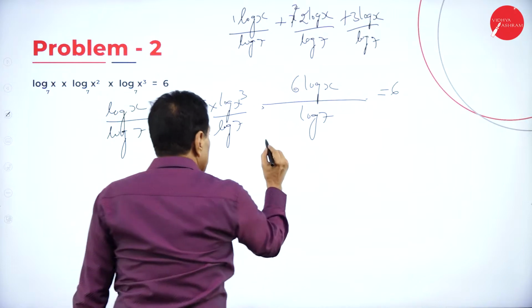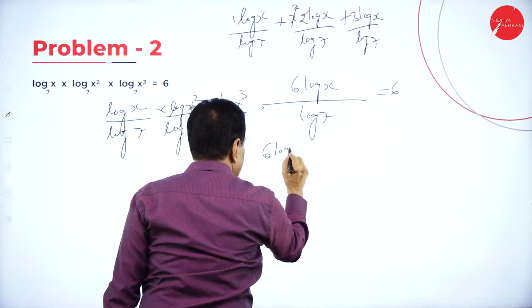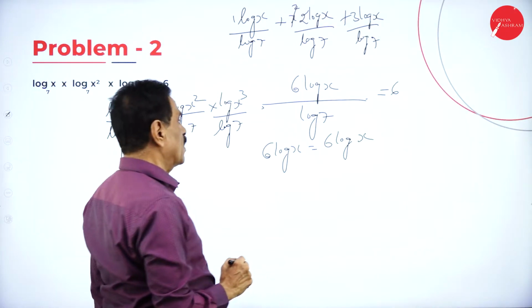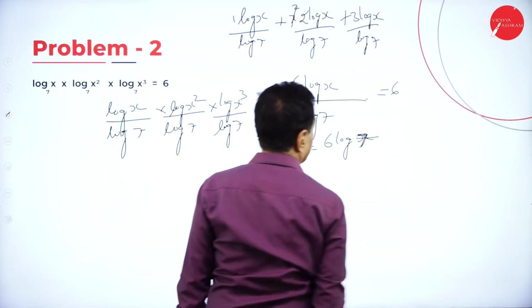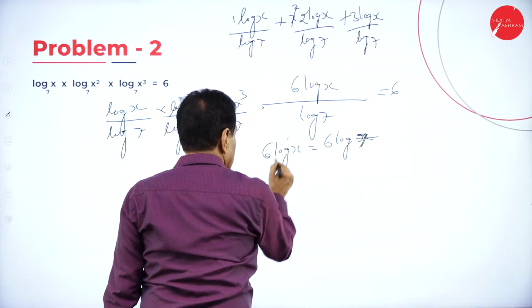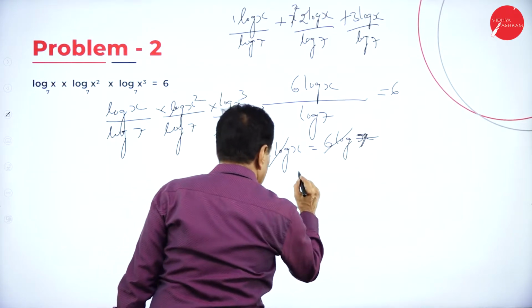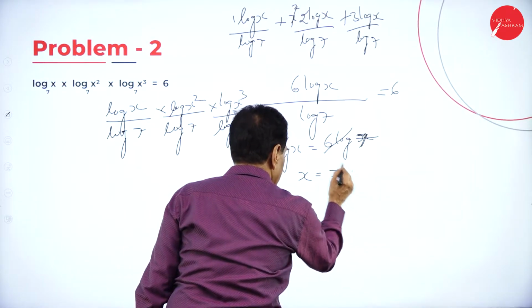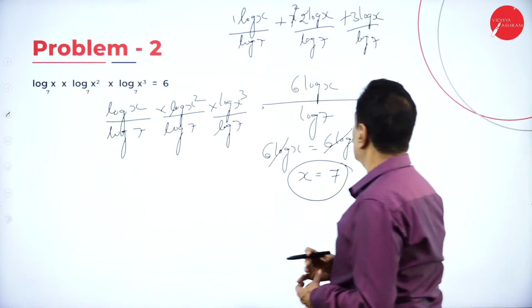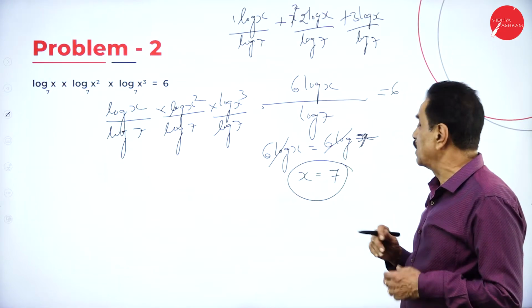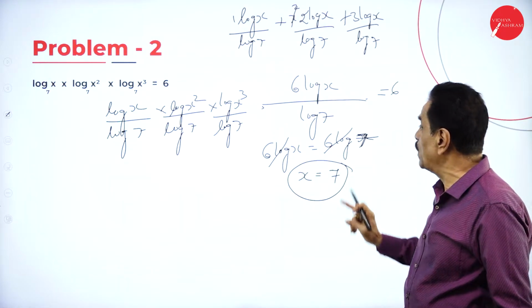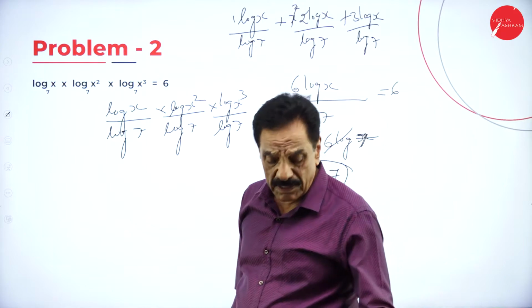Cross multiply: 6 log x is equal to 6 log 7. You cancel the 6, so log x is equal to log 7. 6 log can be cancelled out. What is the x value? x is equal to 7.